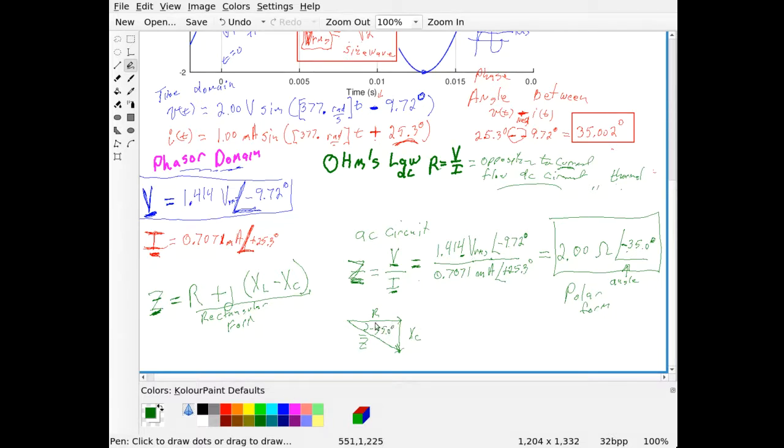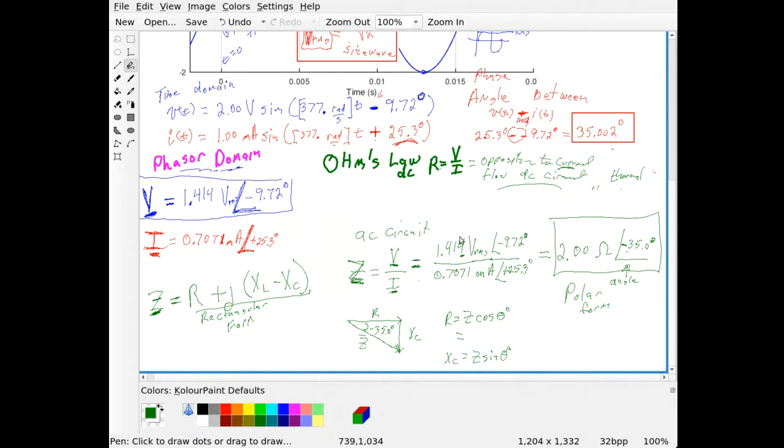So therefore, I can calculate R. R is the adjacent, right? So R is equal to Z times the cosine of our phase angle. And X of C is Z times the sine of our angle. Okay, and so we can calculate the value of resistance. How much resistance is in this circuit?